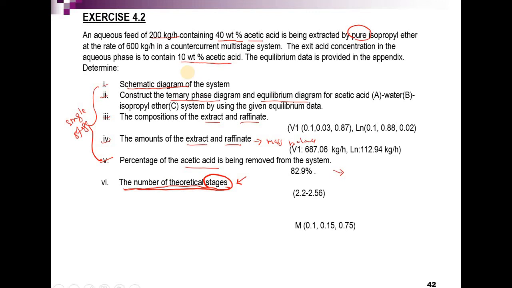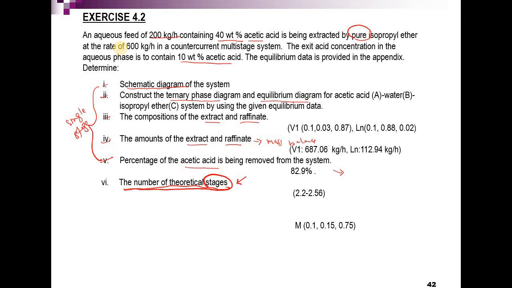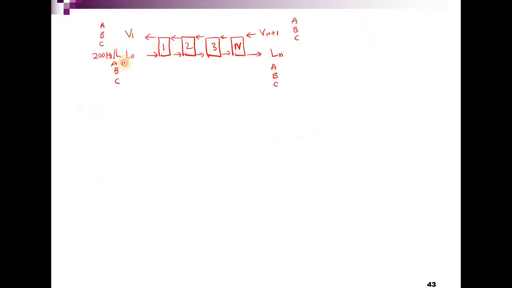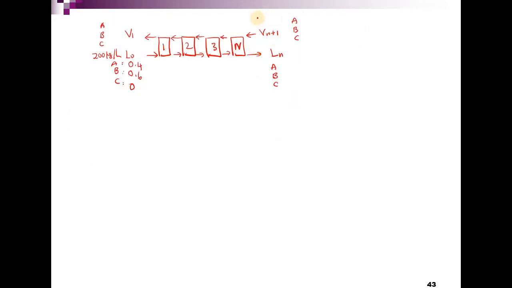Okay, so let's fill in the information. The feed flow rate is 200 kg per hour, and it contains 40 weight % of acetic acid. So component A is 0.4, and of course component B is 0.6. At the feed we don't have component C. C is the solvent, so we don't have solvent in the feed. We extract using pure isopropyl ether at the rate of 600, so the flow rate here is 600 kg per hour.